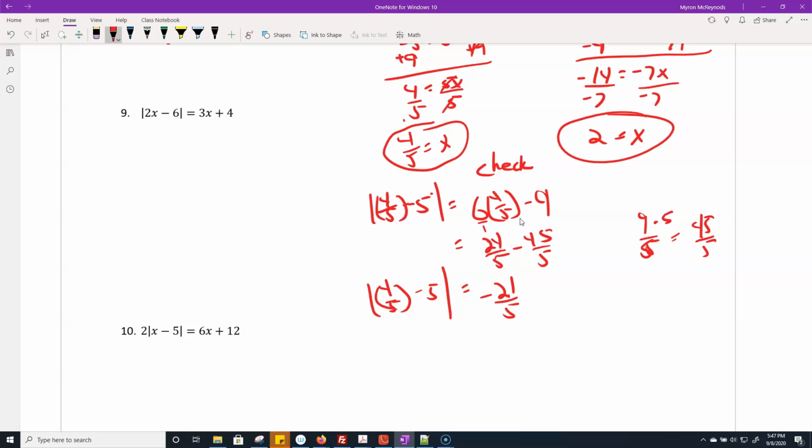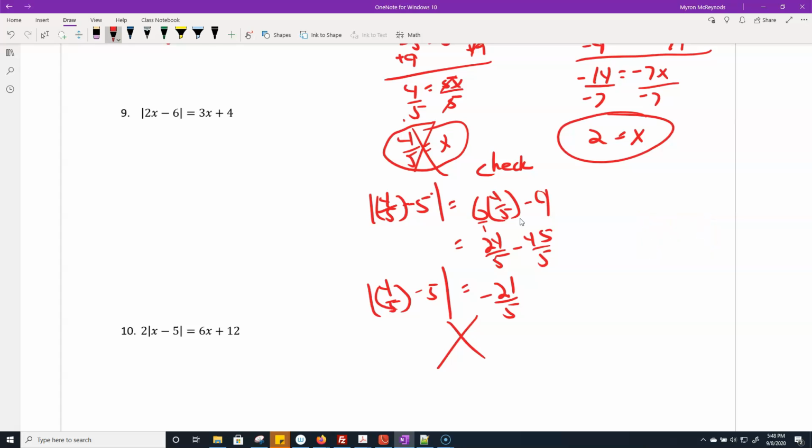Now, the good thing about checking this way is you can stop right now, because your absolute value bars over here need to be equal to a negative number, and that is not possible. Once you've isolated the absolute value, I would always do the work on this side first and see if it's negative. So if this absolute value equals a negative number, this cannot be true, so 4/5 does not work as an answer.